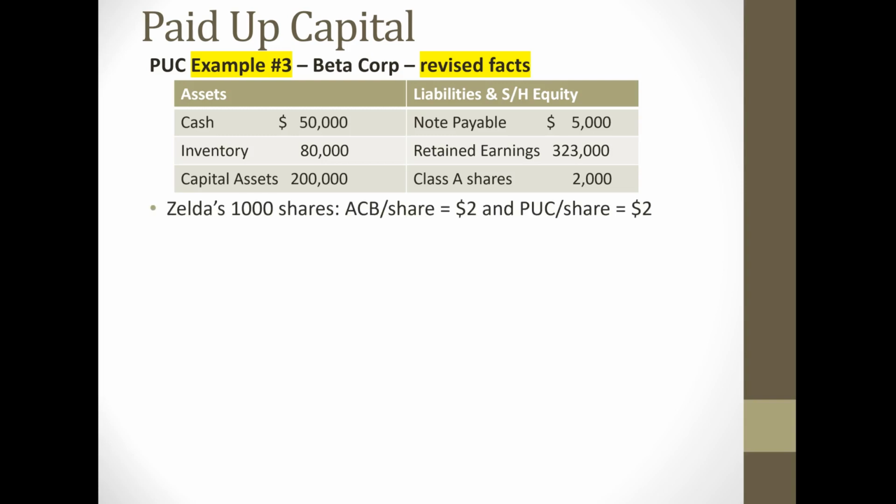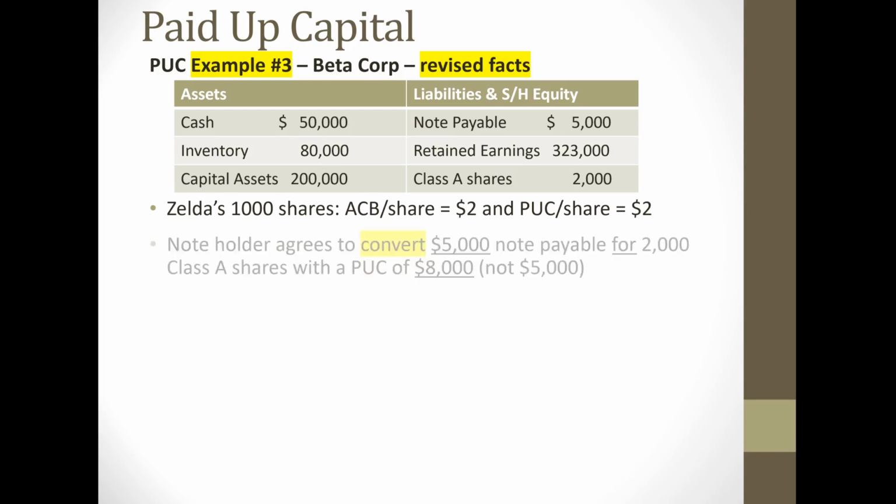She paid $2,000 for the shares, so the adjusted cost base is $2. And at this point, the PUC is also $2. Now, we're also going to have the note holder convert the notes payable into shares, but in this example, the value of the shares, or the PUC for the shares, is $8,000, not $5,000.